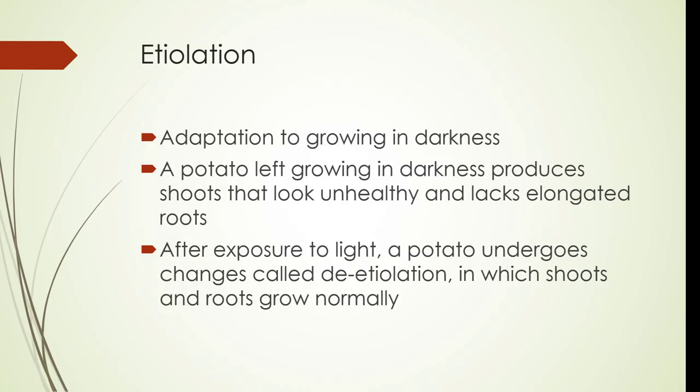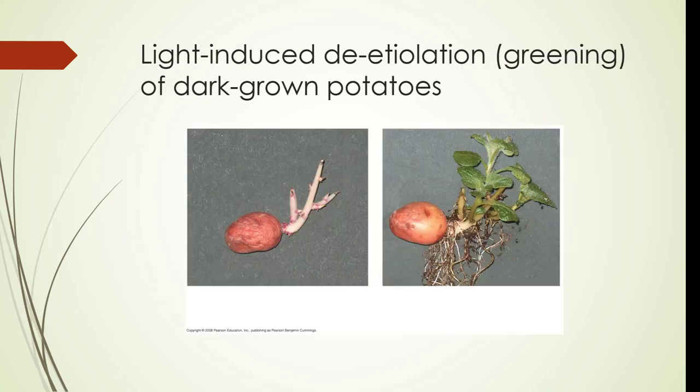So etiolation is an adaptation to growing in the darkness. So if you have a potato that's left in the dark, it produces shoots that are unhealthy and lack elongated roots. After you expose it to light, it will undergo changes that are called de-etiolation, and the shoots will actually grow. Shoots and roots will grow normally.